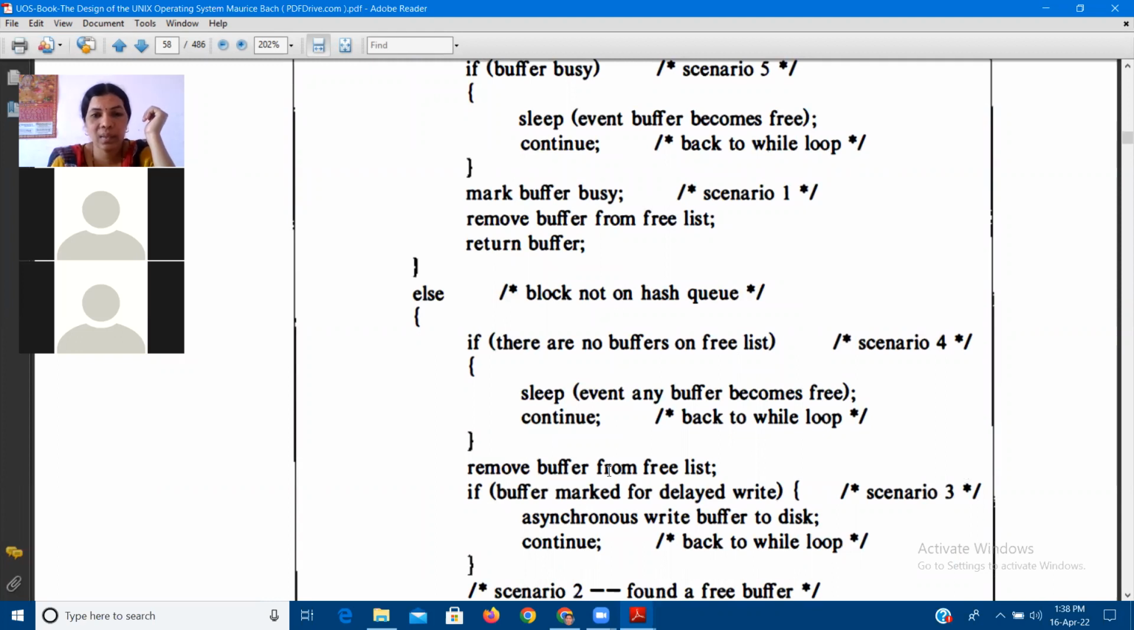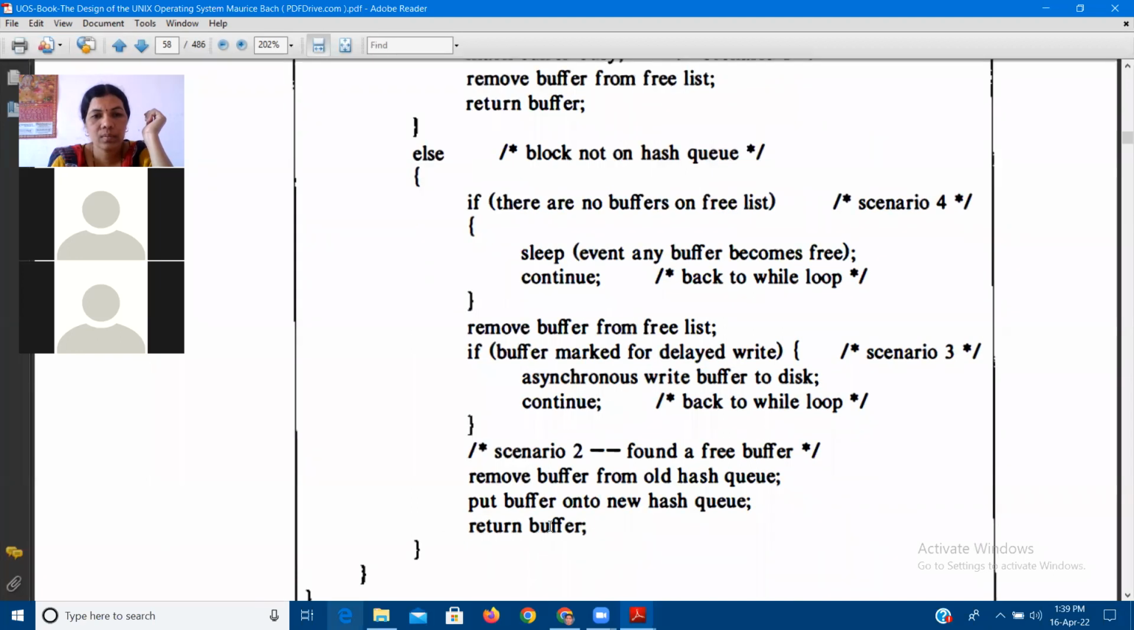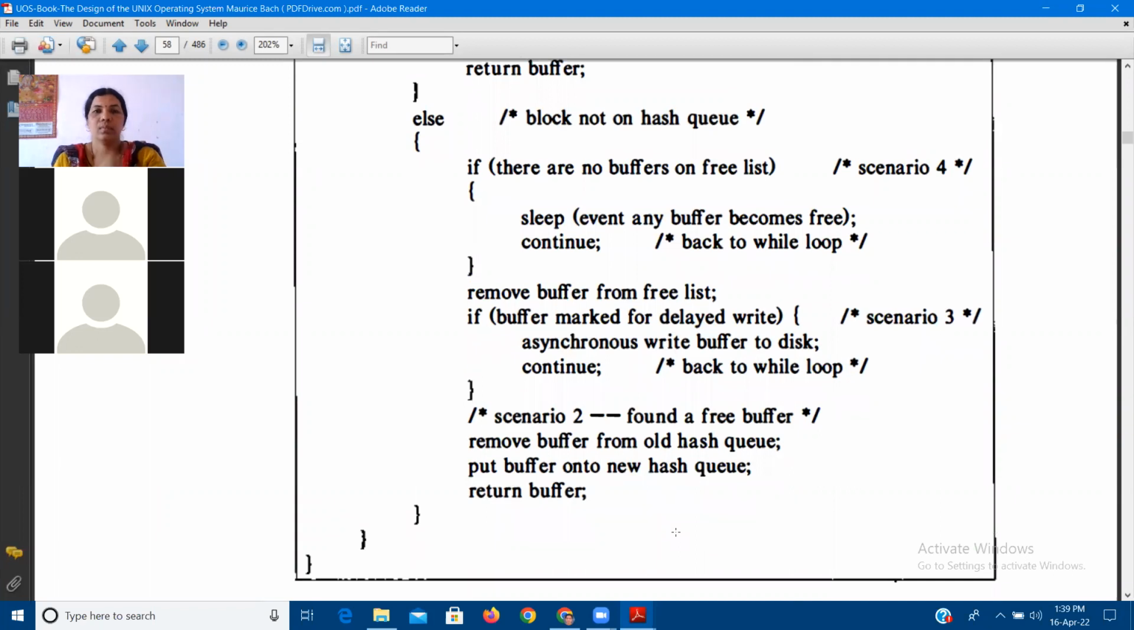If a buffer is there inside the free list, it will remove the buffer from the free list. If buffer marked for delayed write, asynchronous write buffer to disk, continue. If it is not marked for delayed write, remove buffer from the old hash queue, put buffer onto new hash queue, return buffer. Hope everybody is noting it down. This algorithm is asked mostly for 10 marks.